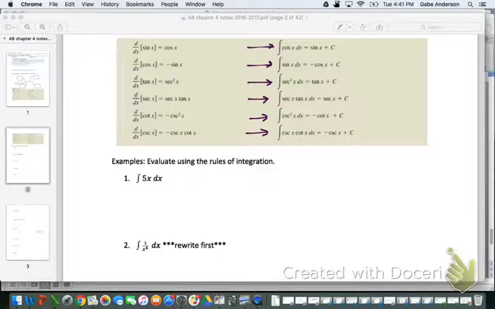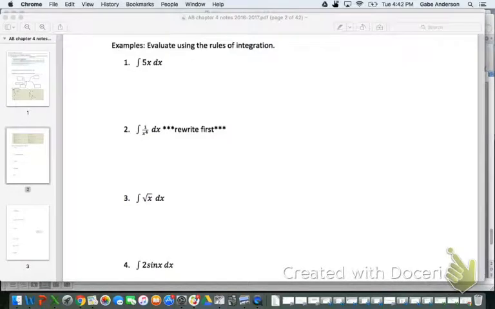So let's take a look at number 1 first. Okay, so with number 1, I see a couple things in play here. First of all, I see the 5 as a constant multiple.